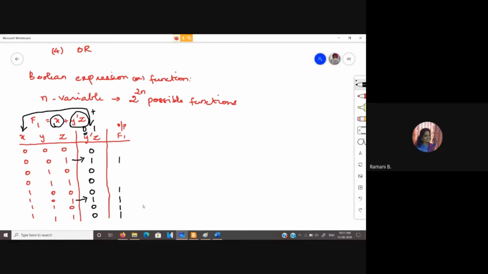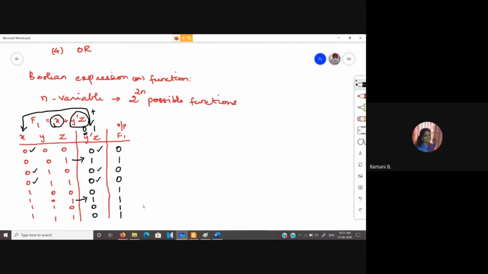Now we need to check whether there is any overlap. So here you can see that you don't have any overlaps. So this is a 0 because this term is a 0 and this term is also a 0. Then here again this is a 0 and this is also a 0. So this is also 0. Then this is a 0 and this is also a 0. So this is our truth table for the expression f1 is equal to x plus y bar z.